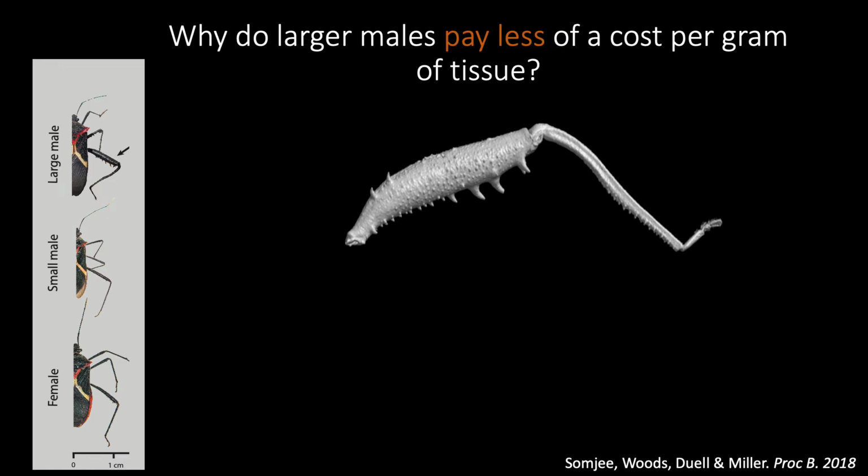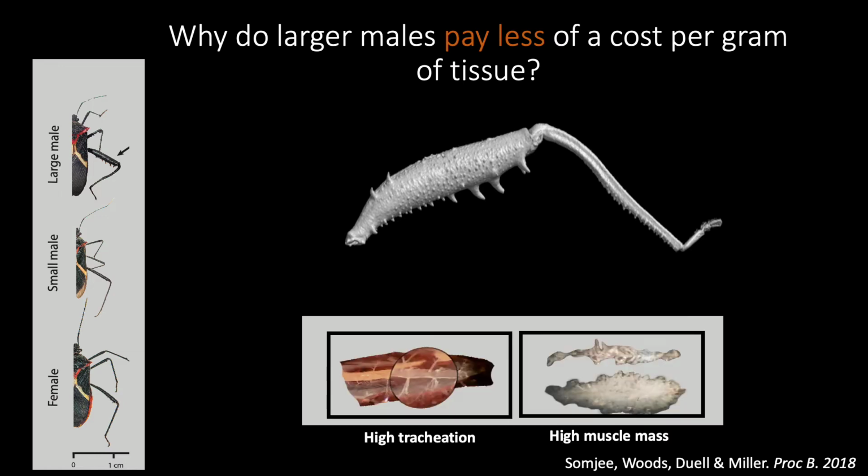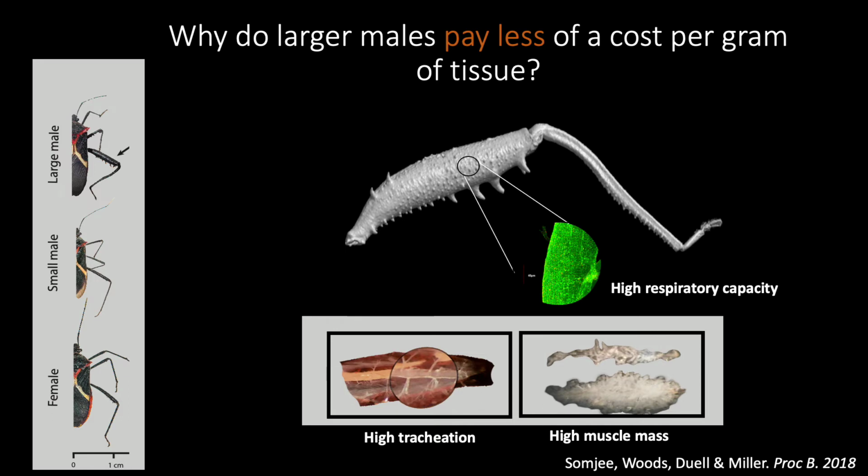When we look into these traits, we see that males have high muscle mass and high tracheal capacity. We also see high mitochondrial activity in these muscles, suggestive of high respiratory capacity. But we really don't know how the proportion of metabolically inactive, trachea and cuticle, and active, nerves, muscles, and tendons, scales relative to each other as these traits get bigger.